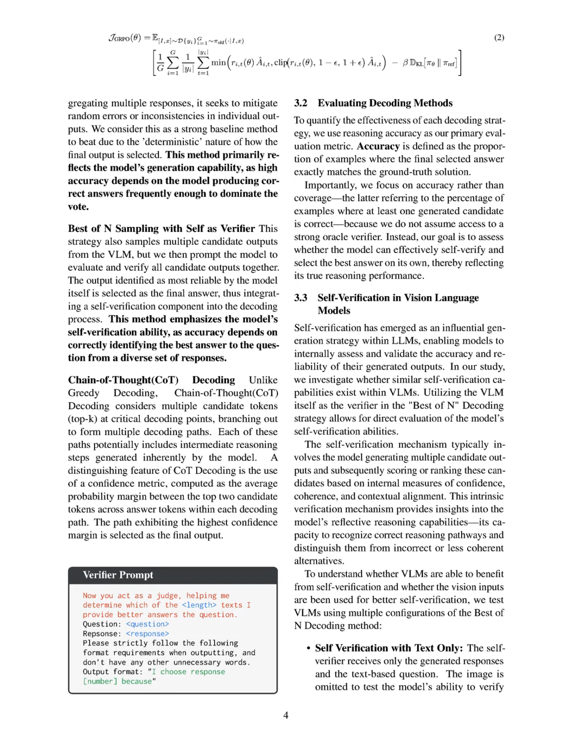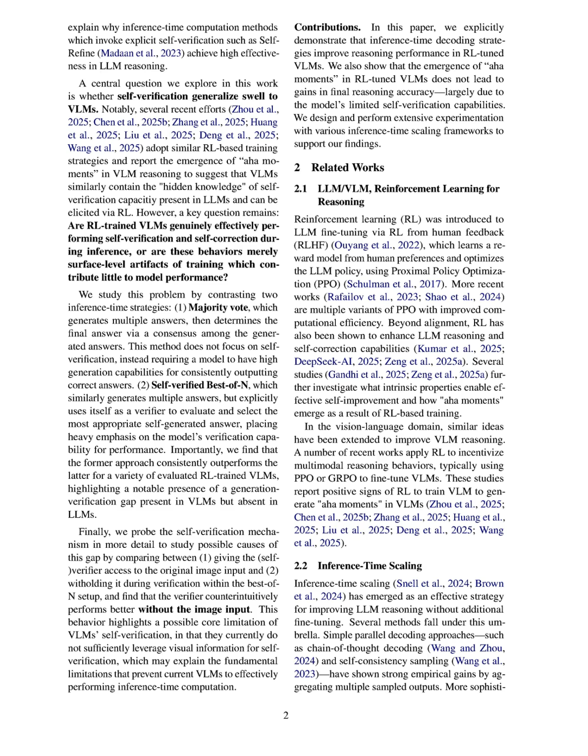We employed reasoning accuracy as our primary evaluation metric, defined as the proportion of examples where the final selected answer exactly matches the ground truth solution, emphasizing the model's ability to self-verify and select the best answer. Our experimental design included contrasting two inference-time strategies: majority vote, which aggregates multiple outputs to determine a consensus answer, and self-verified best-of-n, which uses the model itself to evaluate and select the most appropriate answer.